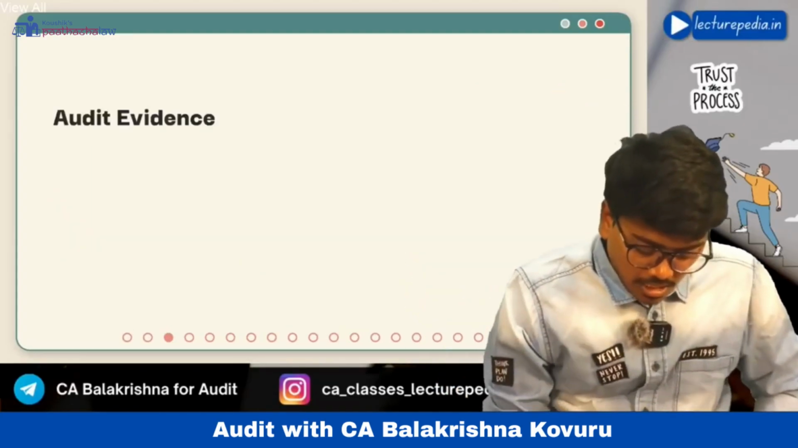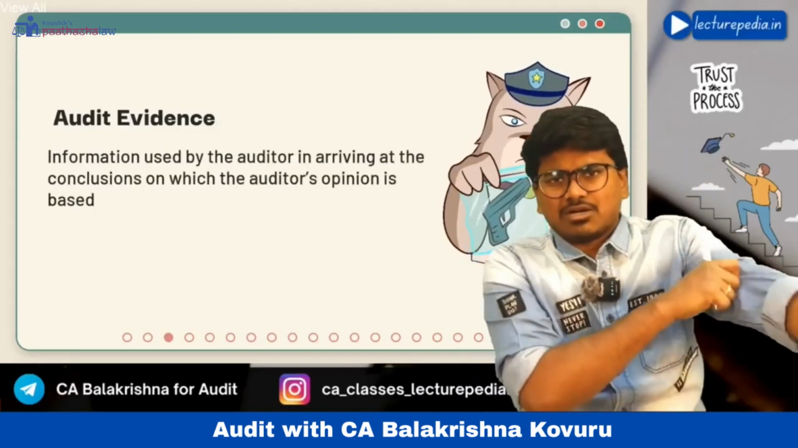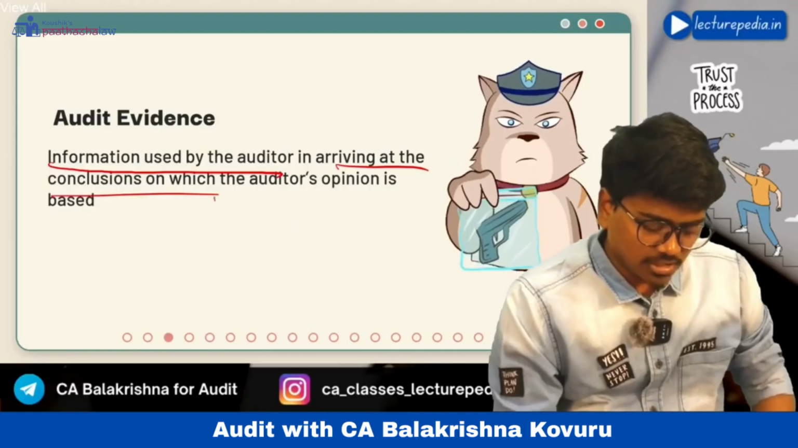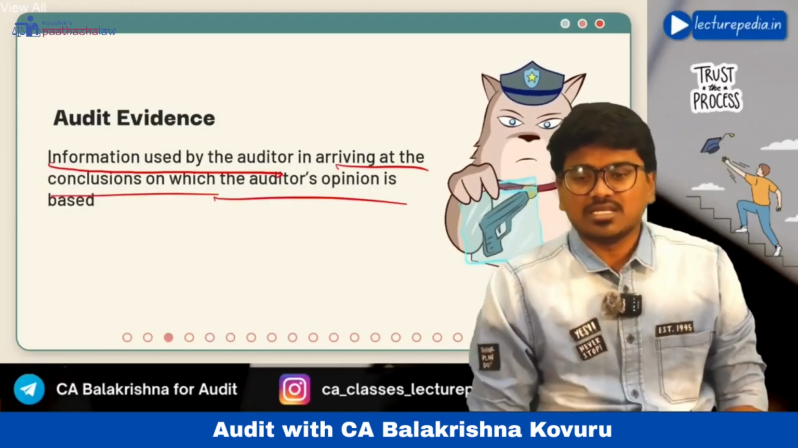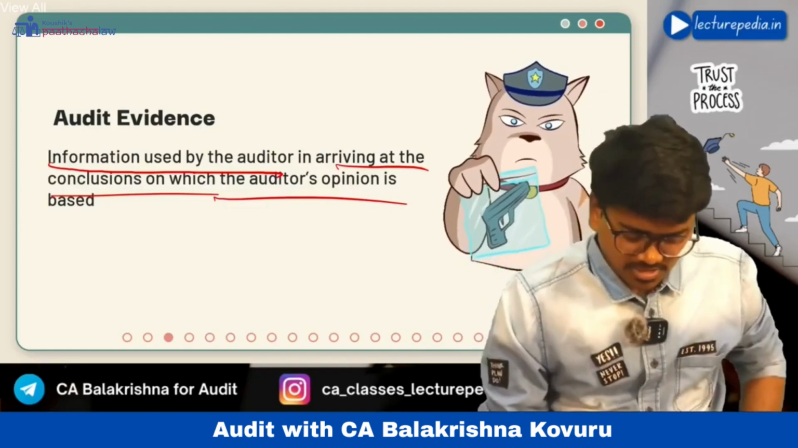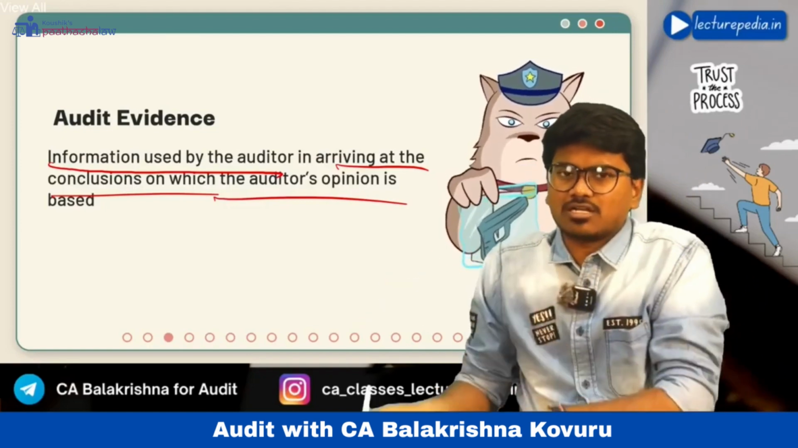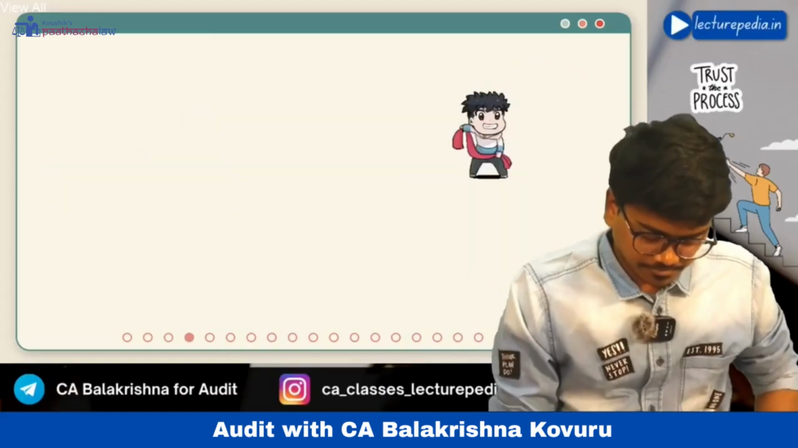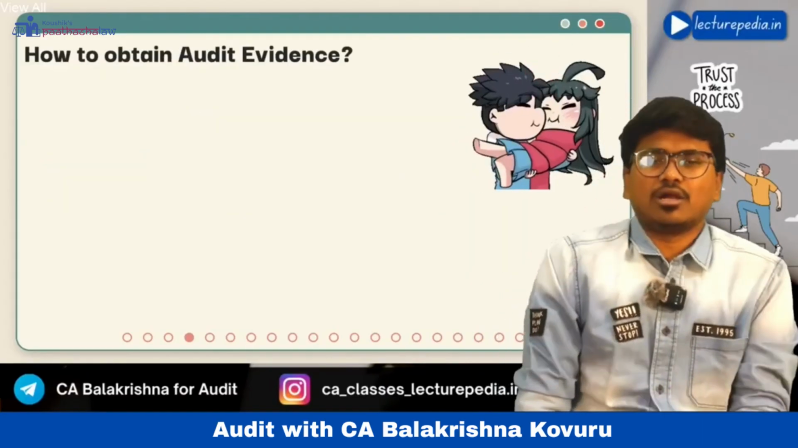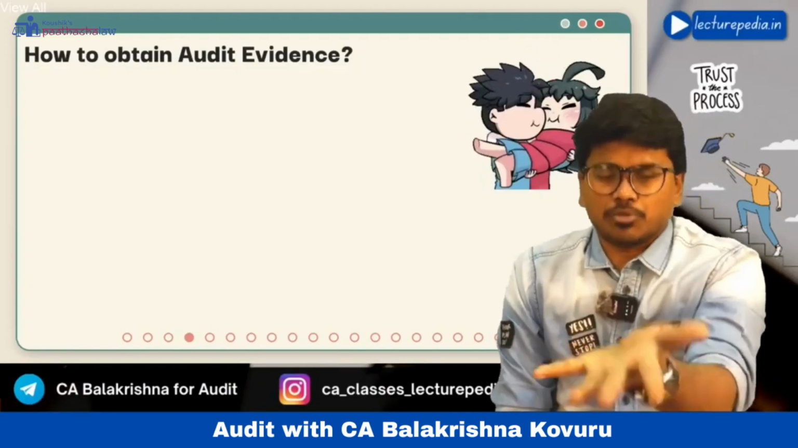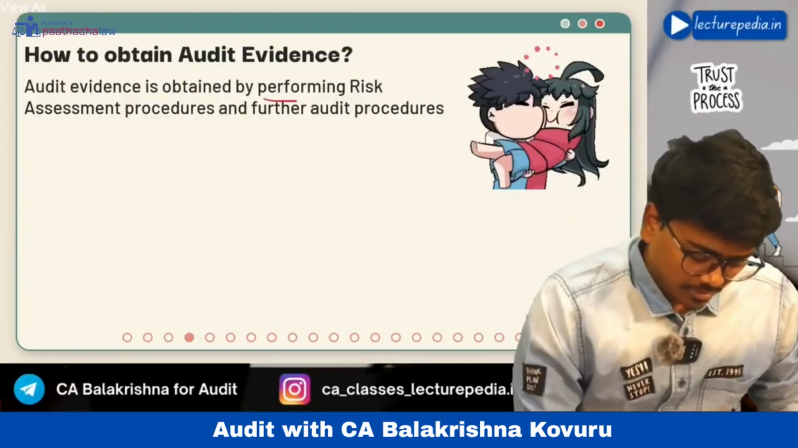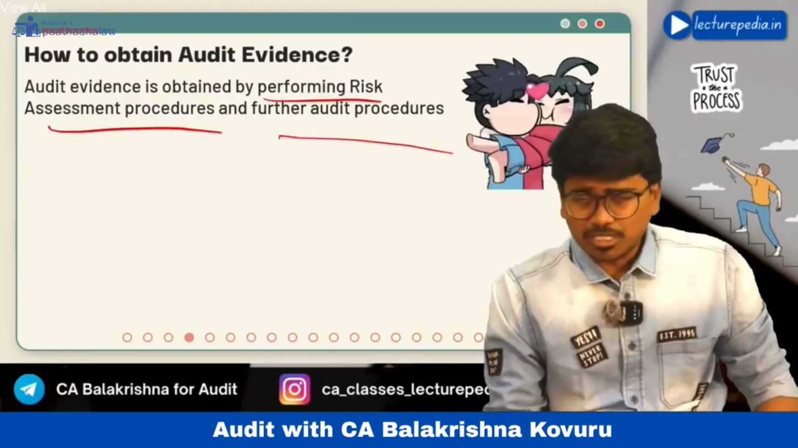Next, audit evidence. What is the audit evidence? I have already told you. It is information used by the auditor in arriving at the conclusion on which the auditor's opinion is based, right? That is known as audit evidence. Based on the audit evidence only, the auditor will give his opinion. Now, how to obtain audit evidence? By performing audit procedures, the auditor will obtain audit evidence, by performing risk assessment procedures and further audit procedures.